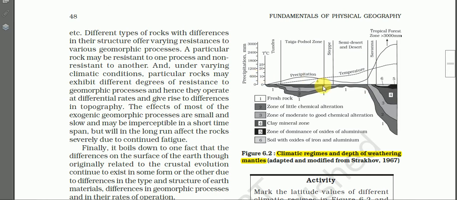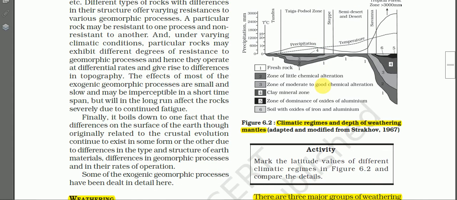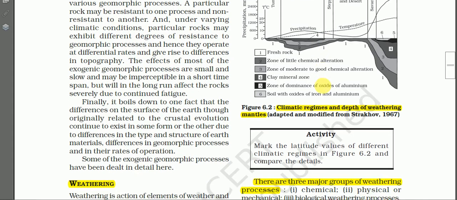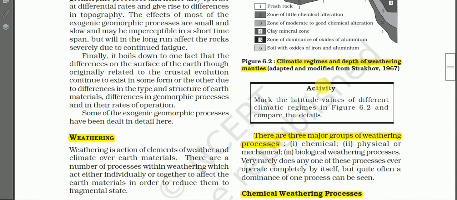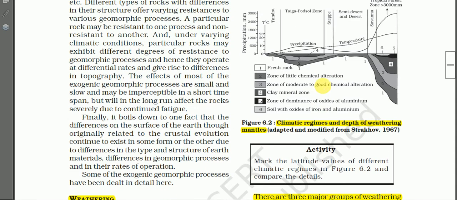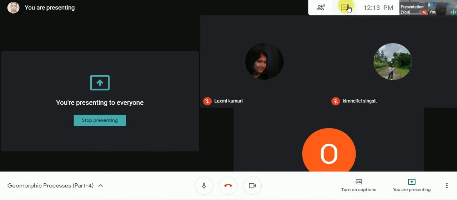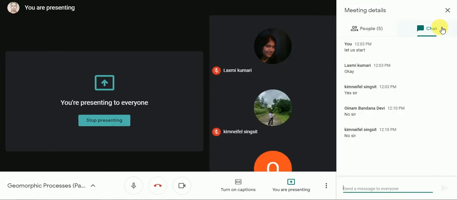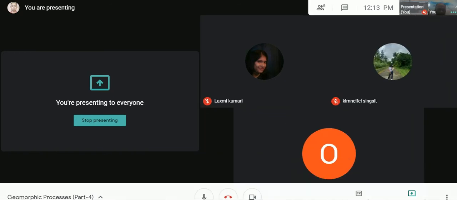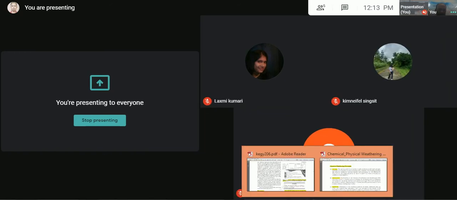Any question regarding this diagram, regarding figure number 6.2? Do you have any question regarding figure number 6.2? Okay, if you don't have, then let us proceed.